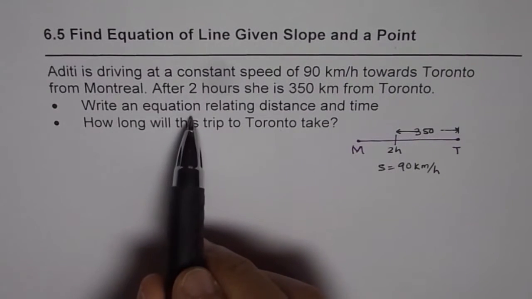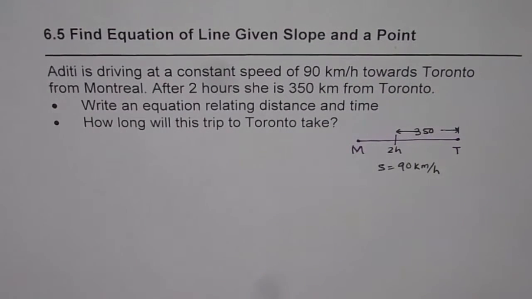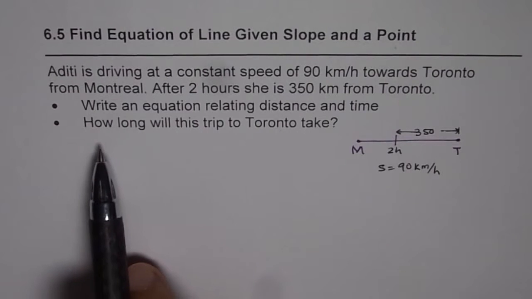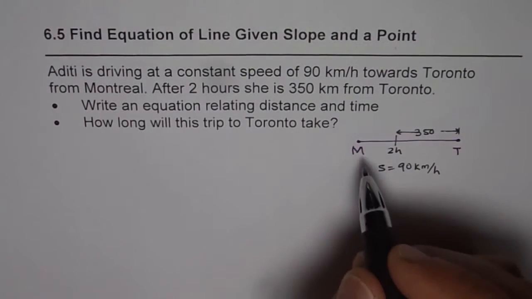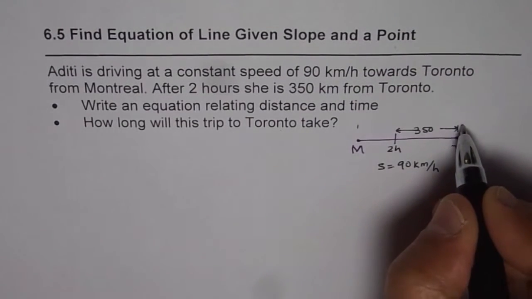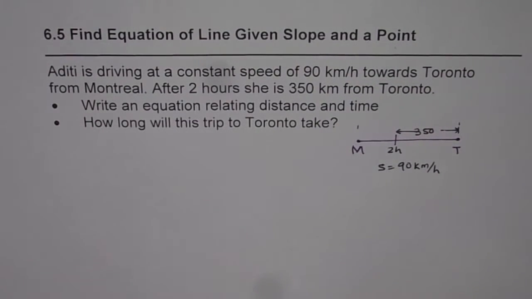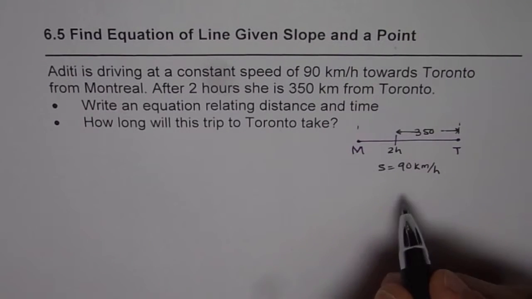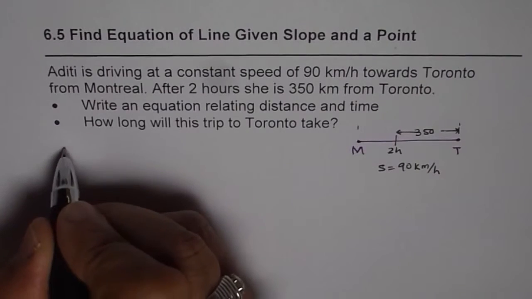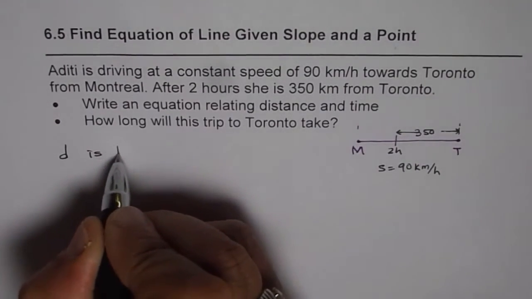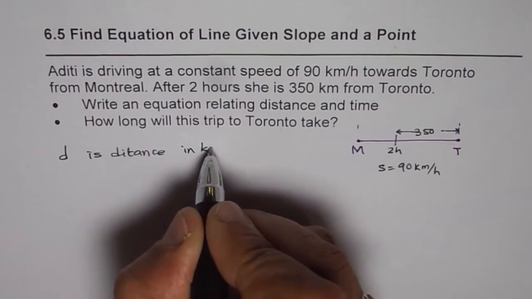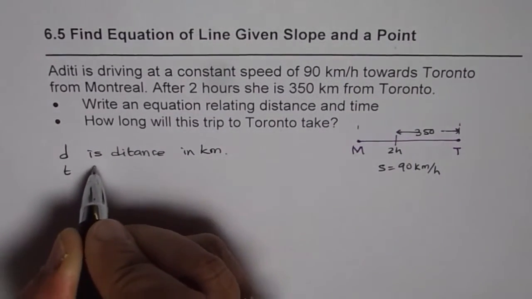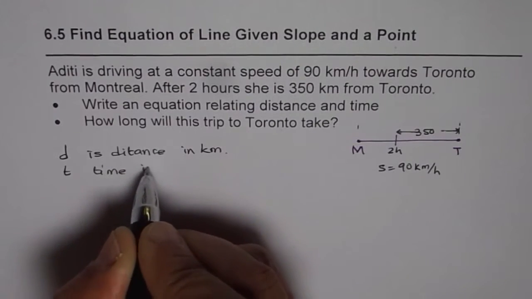Now write an equation relating distance and time. And the second part is, how long will this trip to Toronto take? That means the whole trip from here to here, what is the total time it will take? That is the question. So let us say that d is the distance in kilometers, and t is the time in hours.